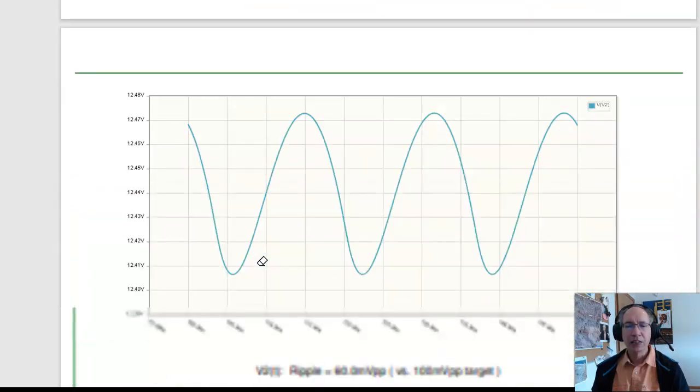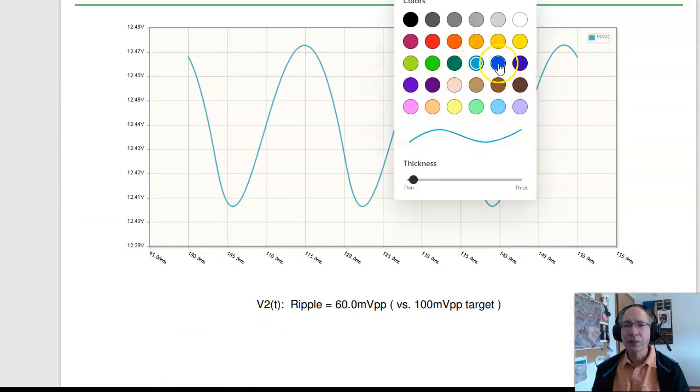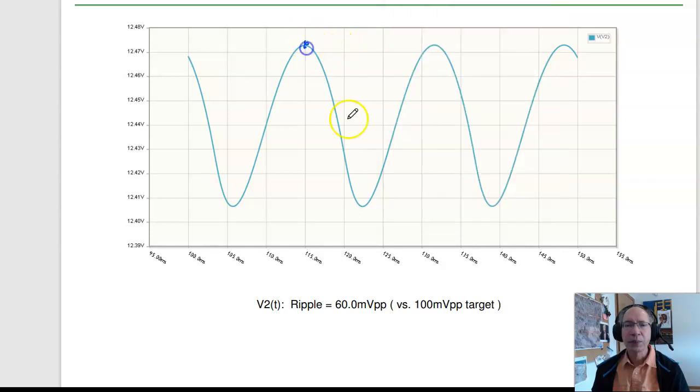If I check V2, here's what it is in Circuit Lab. To get the DC signal, what I would do is take the peak, maximum, and minimum, take the average, that's your DC, take the difference, that's your AC. I designed for 100 millivolt peak-to-peak ripple. I actually only got 60 millivolt peak-to-peak. And again, that's because what we're doing is slightly conservative.